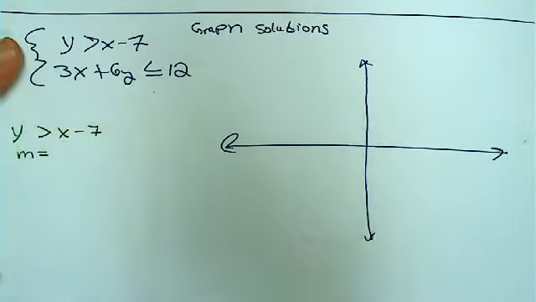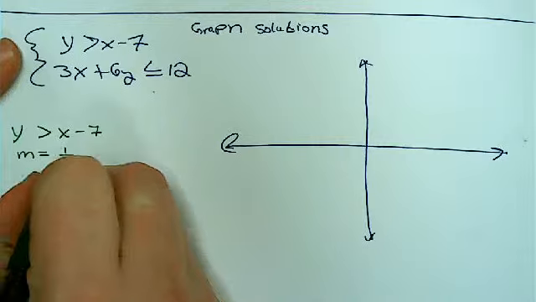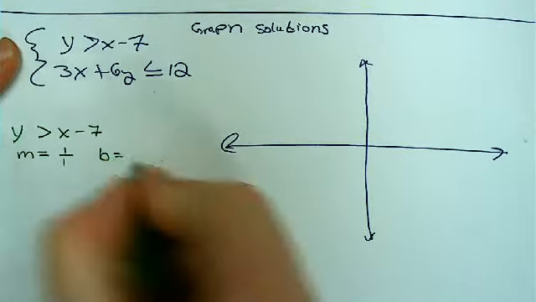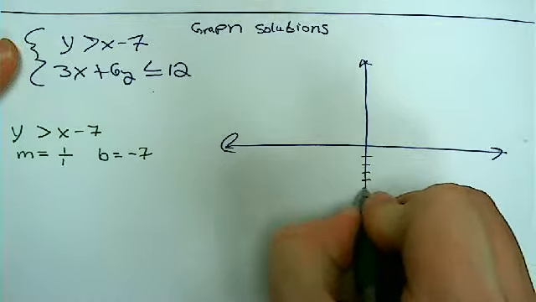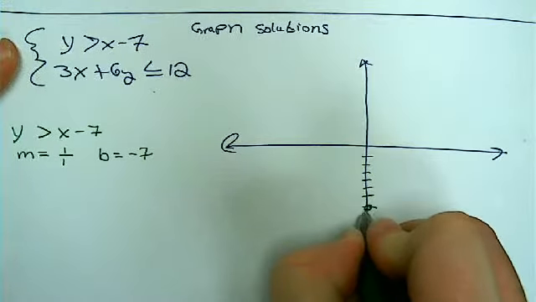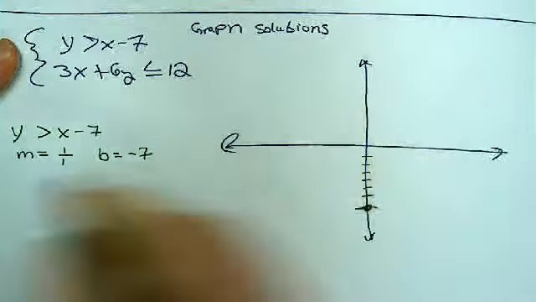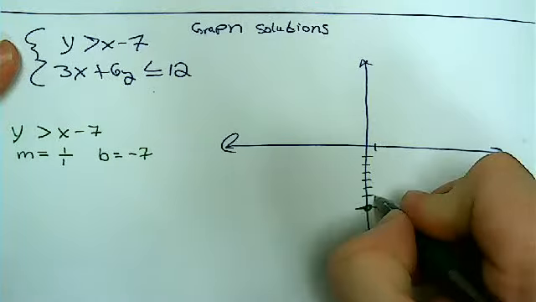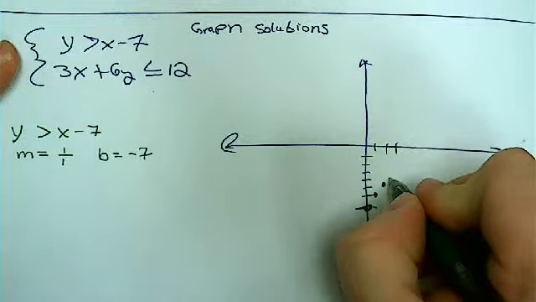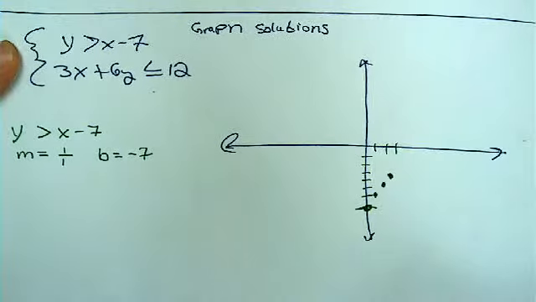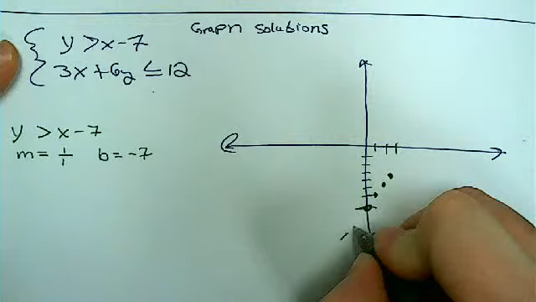What's my slope? 1 over 1. And where am I going to start my graph? At negative 7. So 1, 2, 3, 4, 5, 6, 7. There it is there. And I'll follow a slope of 1. So I go up 1 over 1, up 1 over 1, up 1 over 1, and then I make a dotted line through those.